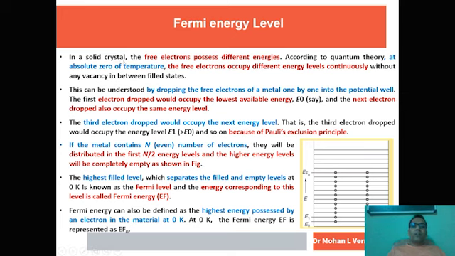So in a solid crystal, the free electron possesses different energies, and according to quantum theory, at absolute zero of temperature, the free electrons occupy different energy levels continuously without any vacancy in between filled states. This can be understood by dropping the free electrons of a metal one by one into the potential well. This potential well is compared with one electron inside a box. The first electron drops to occupy the lowest energy value. So this is the lowest energy value.